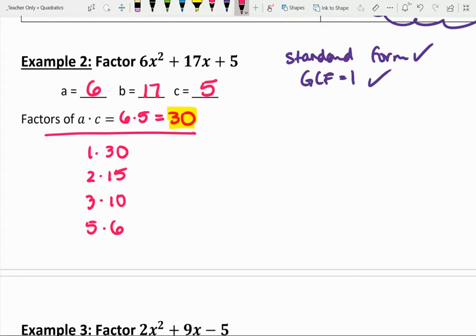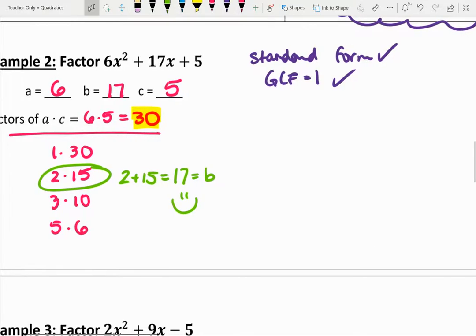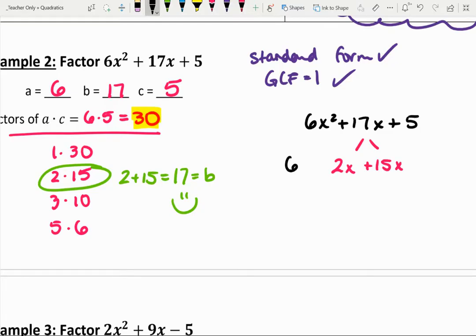Which pair should we pick? We're going to pick 2 and 15 because 2 plus 15 equals 17, which is our B value, and that's exactly what we want. So we're going to take those two values and use them to split up our middle term. So thinking about our original 6x squared plus 17x plus 5, we're splitting that up. That 17x is going to be 2x plus 15x, and we've still got 6x squared and 5.